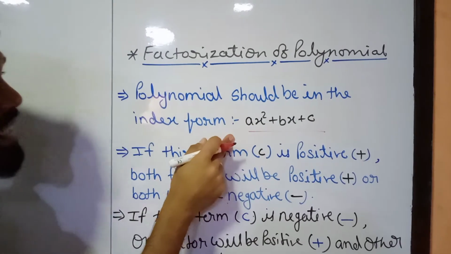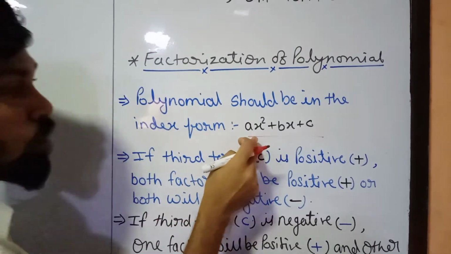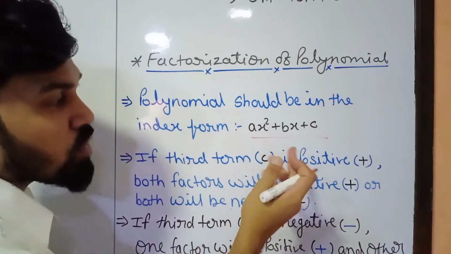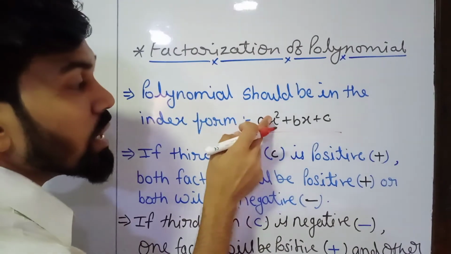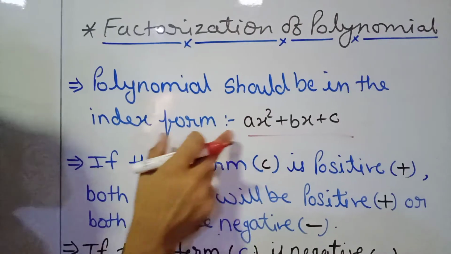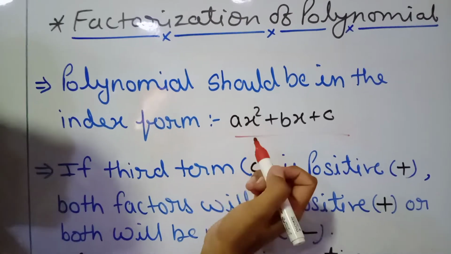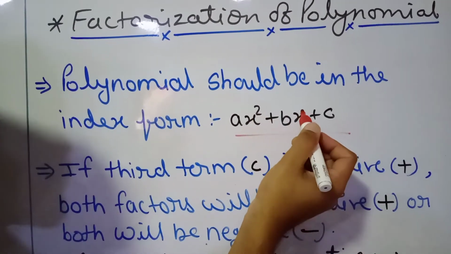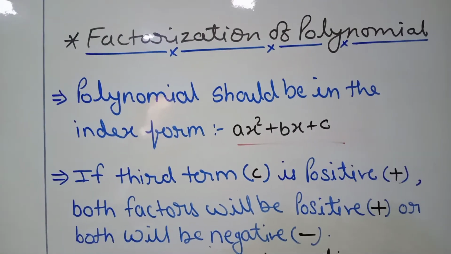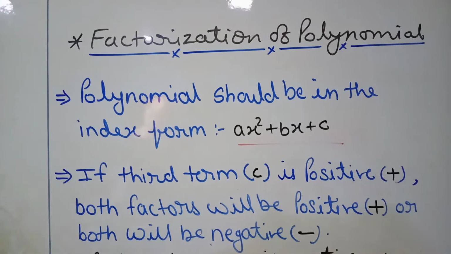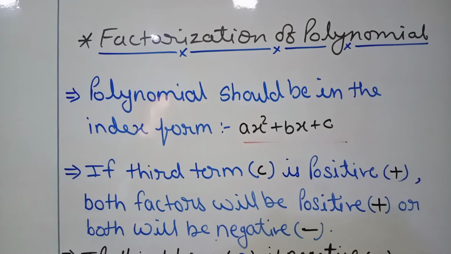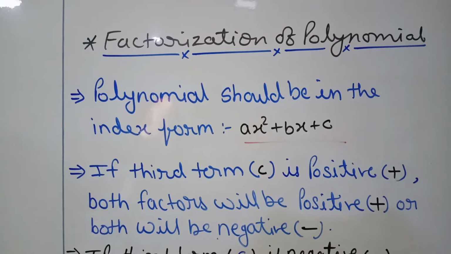Whenever we are talking about the index form, that means always first the variable that we have, x, y, z, anything, should be in ascending or descending order. Mostly we use descending order in this factorization. You can see over here x square, x raised to 1, nothing is there means 1, then c means x raised to 0. This way we can arrange it if that is not given in the sum. So we should remember the given polynomial should be in the index form.